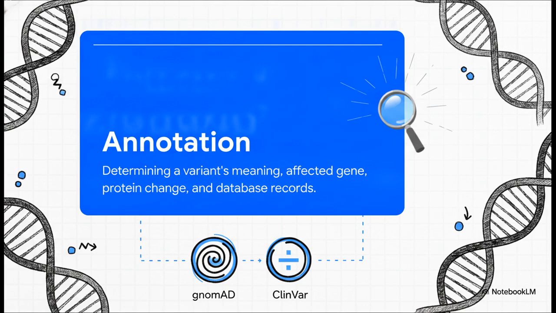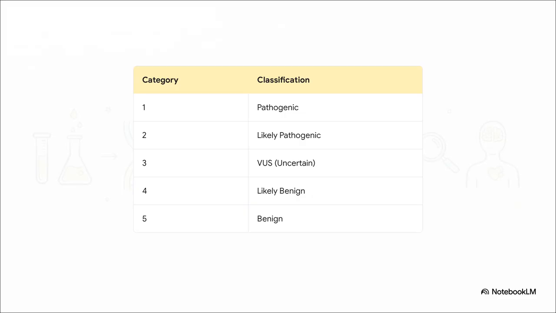Armed with all that annotated data, clinical geneticists use guidelines from the ACMG, that's the American College of Medical Genetics and Genomics, to classify the variant into one of 5 distinct categories. Category 1 is pathogenic, meaning it 100% causes disease. Category 2 is likely pathogenic. On the complete opposite end, categories 4 and 5 are likely benign and benign, meaning they're totally harmless. But sitting right there in the middle is Category 3, VUS, or Variant of Uncertain Significance. This simply means we don't have enough data yet to know if it's dangerous or harmless. And honestly, that makes it the most confusing and frustrating result to see on a clinical report.